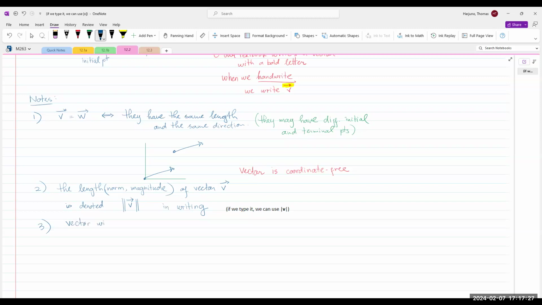Now, next, a vector with initial point origin is called a position vector.